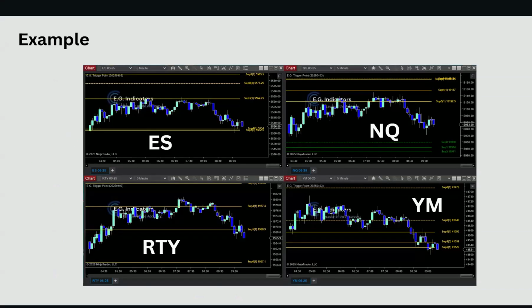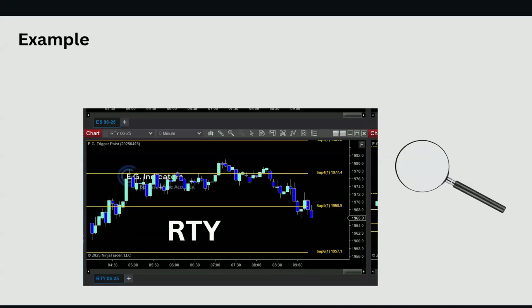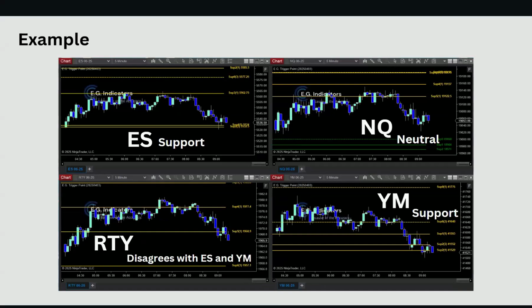And here is an example. ES is at support, trigger point support. NQ is neutral. YM is also at support. And it looks like RTY broke its support. So ES and YM agree, NQ is neutral, and RTY, which broke its support, disagrees with ES and YM.